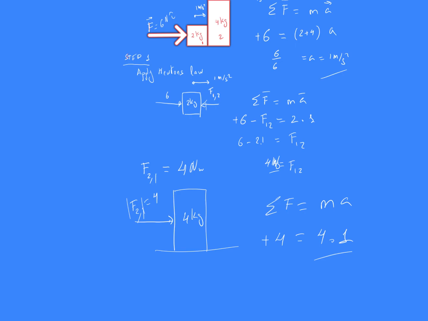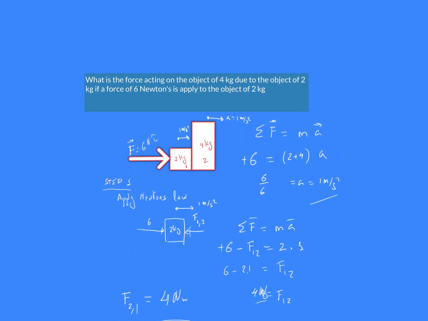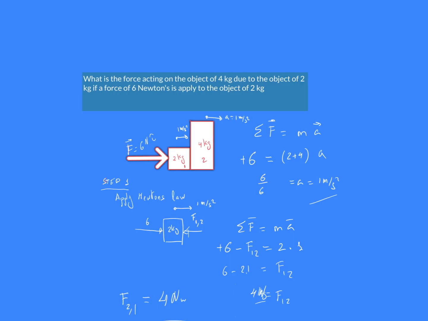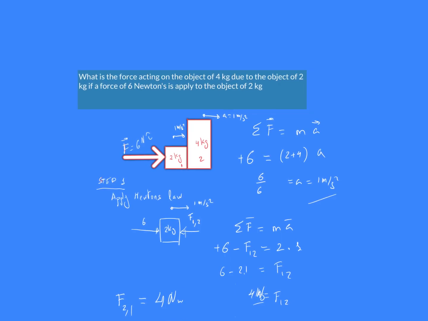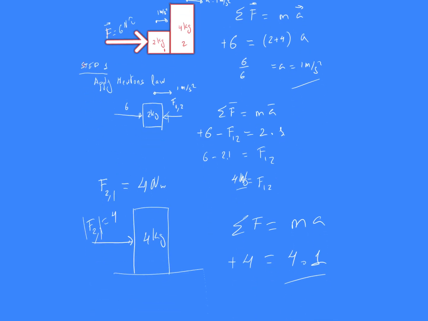This is the problem, and this is the solution. Let's say, what is the force acting on the object of 4 kilograms? The force acting on the object of 4 kilograms is 4 newtons to the right.